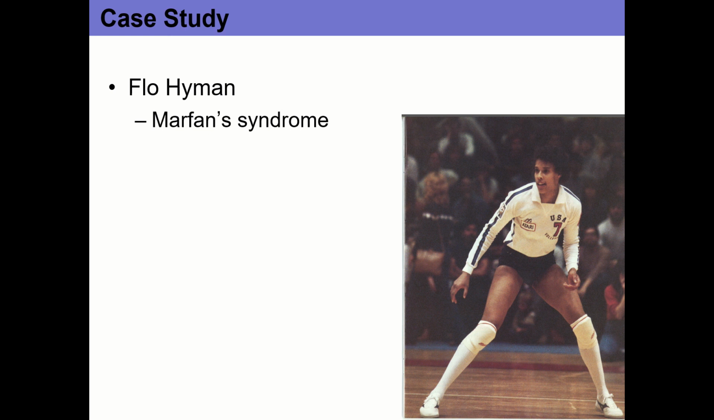There have been a couple cases of this recently where athletes have been disqualified from participation. One of the most famous, if you will, is a basketball player named Isaiah Austin, who played for Baylor University. In 2014, he was drafted into the NBA, and as part of the physical, they discovered that he had Marfan syndrome, and so he was not allowed to play.